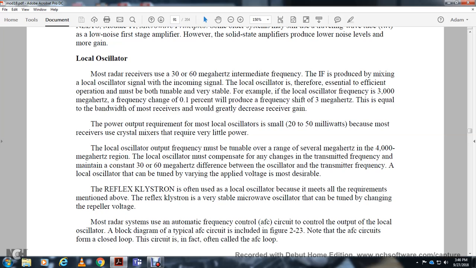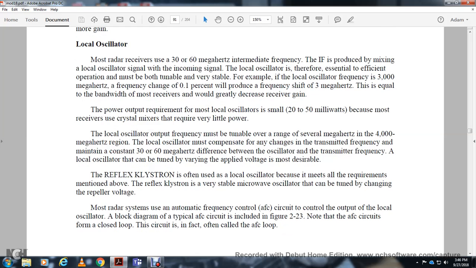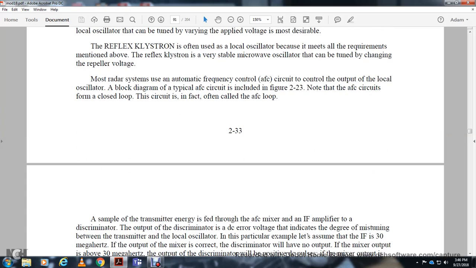The reflex klystron is very stable. The microwave oscillator can be tuned by changing the repeller voltage. The radar system's automatic frequency control circuit controls the output of the local oscillator. The block diagram of a typical automatic frequency control circuit is shown in figure 229. Automatic frequency control circuits are closed loop. The circuit is in fact called the automatic frequency control loop.